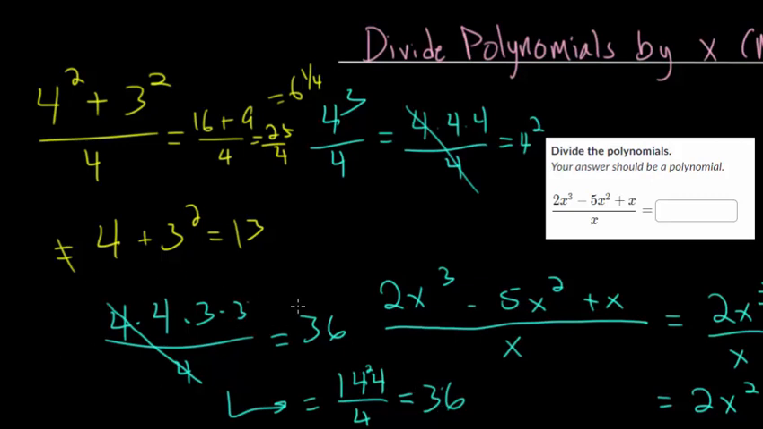When you have this multiplication, you can just pick and choose. But when you have addition, you can't do this.